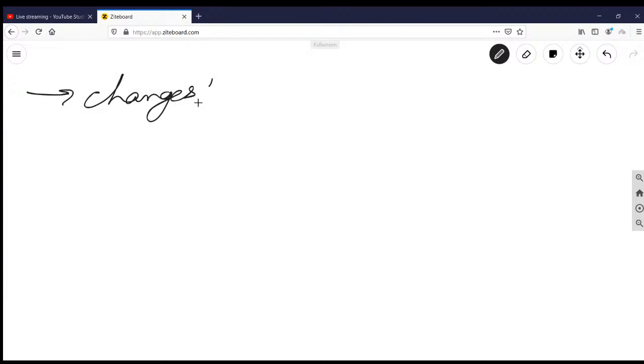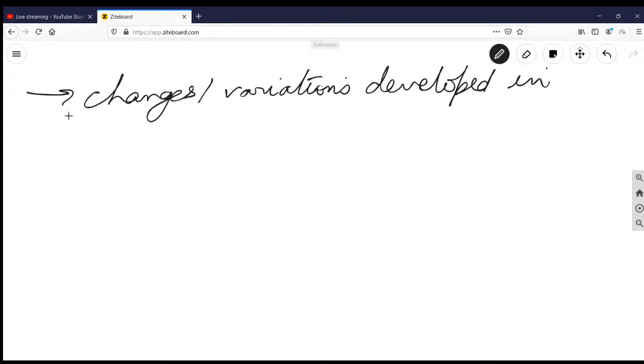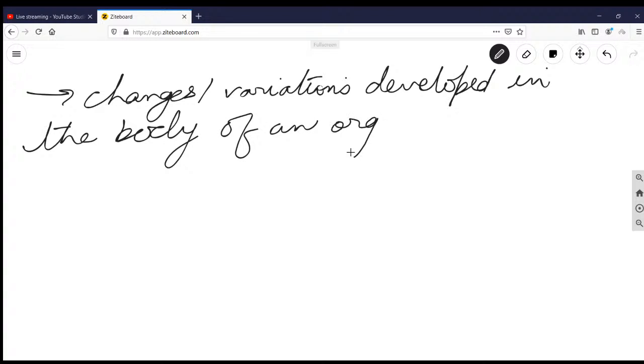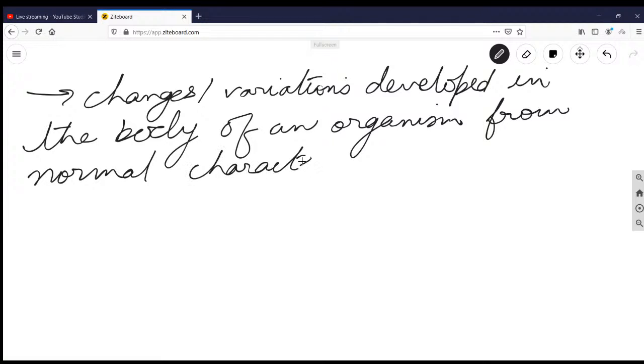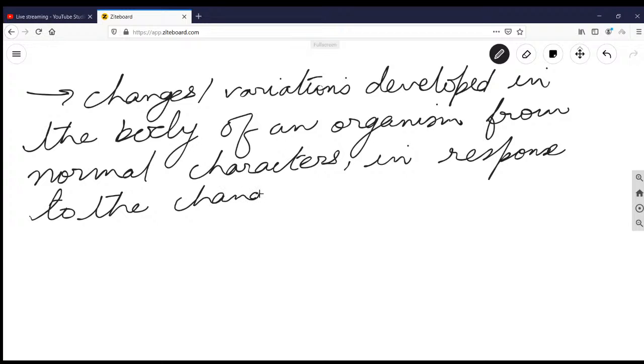changes or variations developed in the body of an organism from normal characters in response to the changes in the environment. So automatically they will be produced. That is what he said.